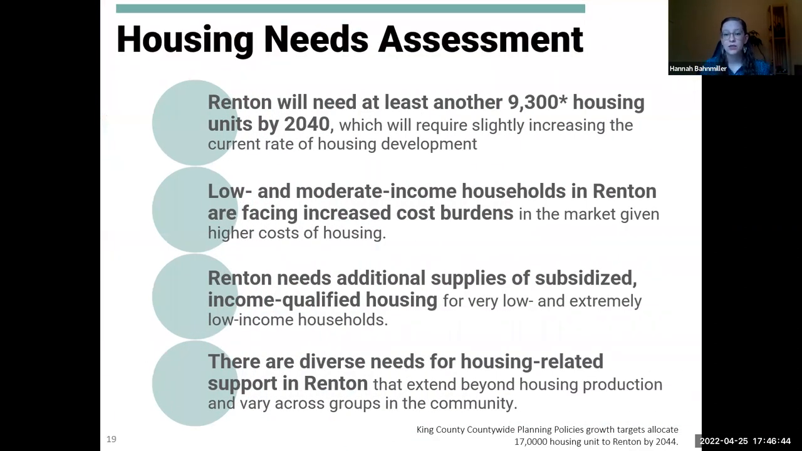Findings and themes were identified as part of the plan's assessment of housing needs. I'm not going to walk through each of these. If you want, you can find the full document online. But I do want to emphasize some of the recurring themes that we saw in the data. One, more renters and homeowners are not able to find the types of housing that are right for them and are therefore cost burdened. And two, that Renton needs more subsidized housing for the lowest income households that are not served by the private market.